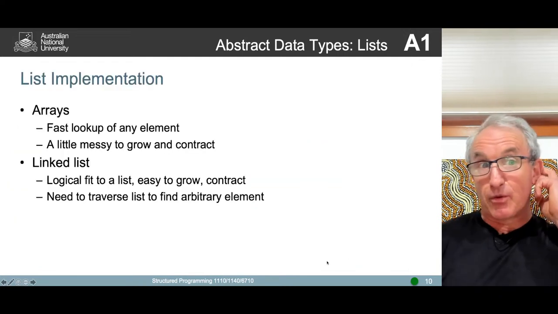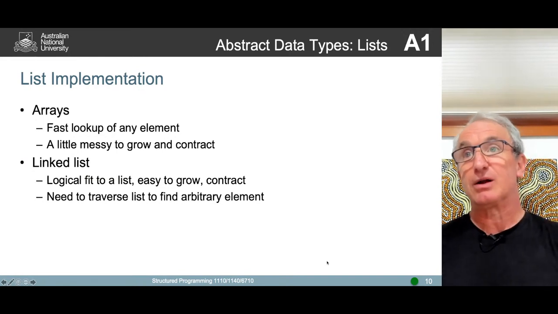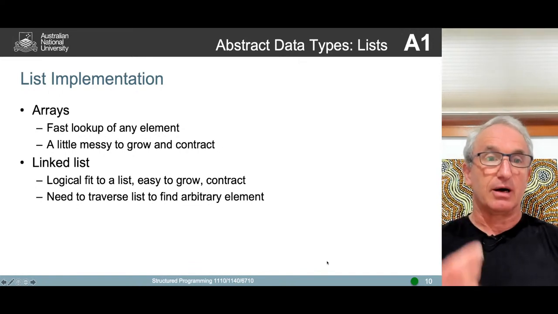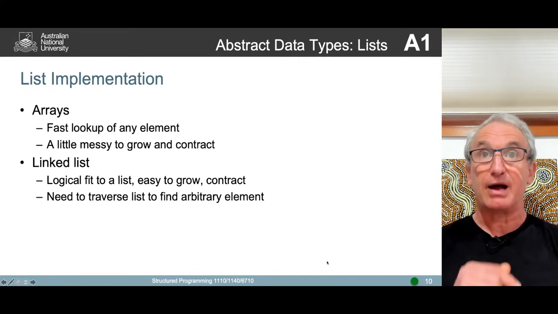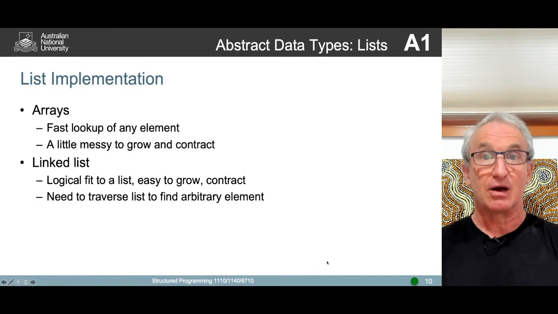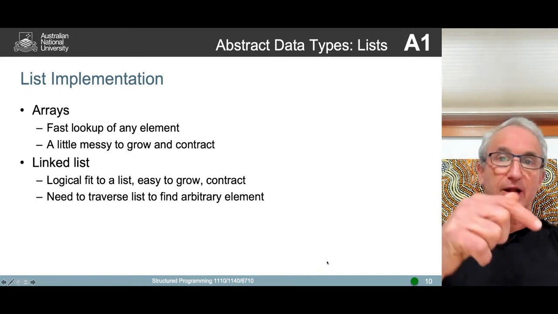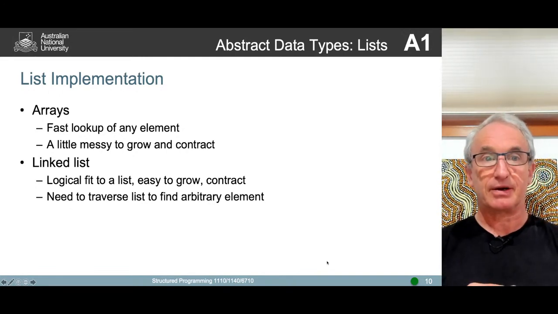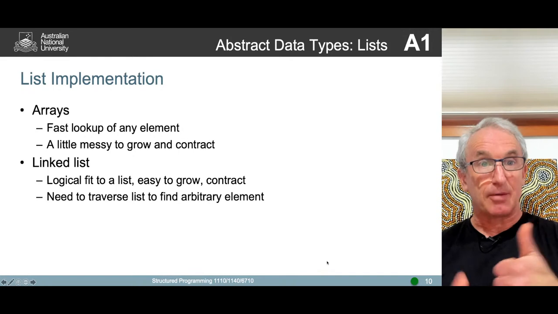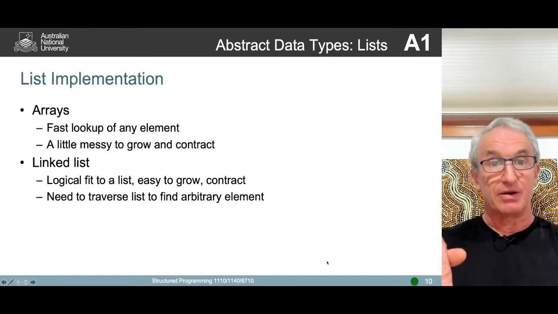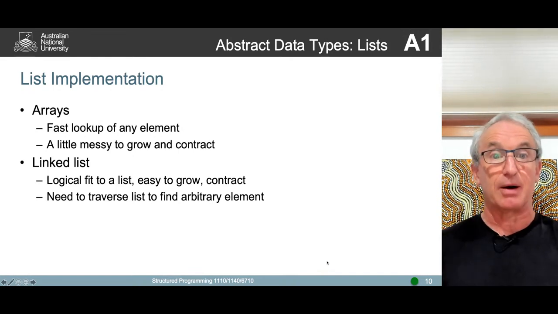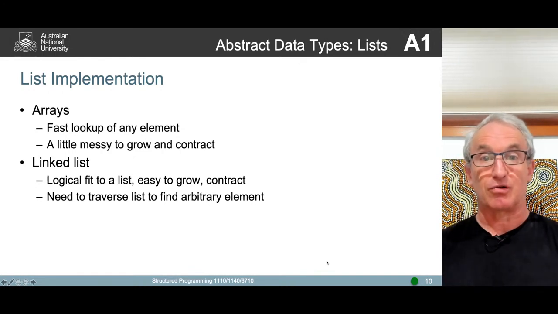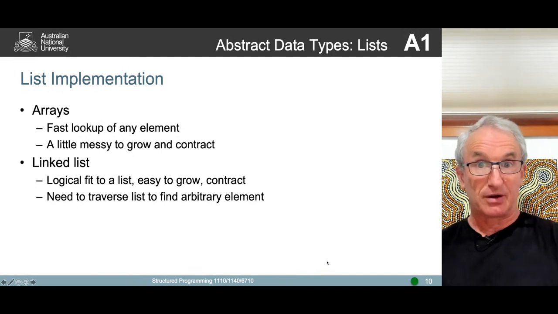But the main property of arrays is that it's very easy to look up an element. If I want to look up the third element in the list, I just go to index 2 and access it, and I've got it straight away. But if I want to look up element 2 of a linked list, I've got to start at the front, go to the next, and go to the next. So that's quite a bit slower. So fast lookup is a plus of arrays, but a negative is that they're hard to grow and contract. Linked lists, on the other hand, are easy to grow and contract, because if I want to grow, I just add another thing to the list.